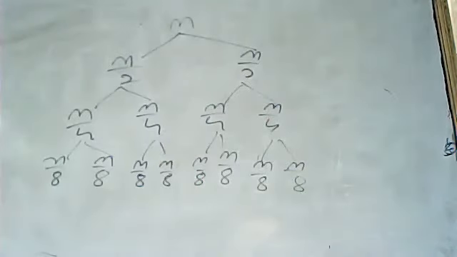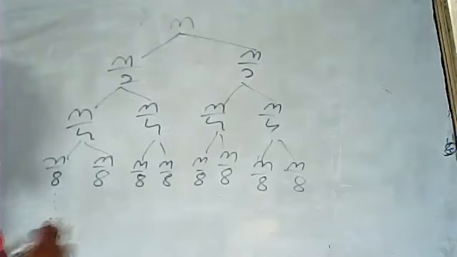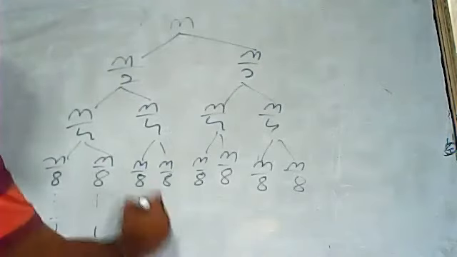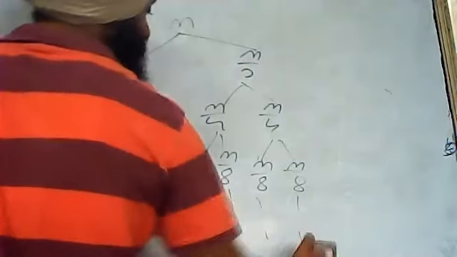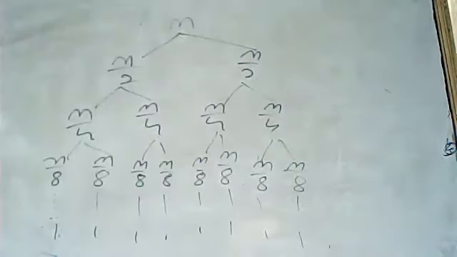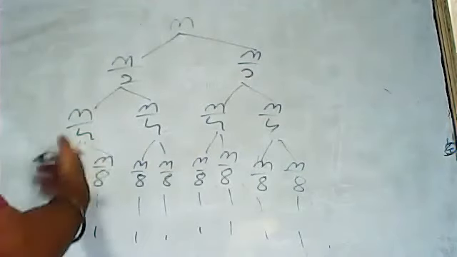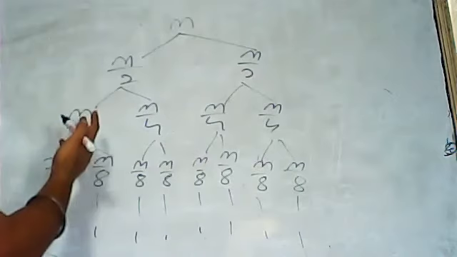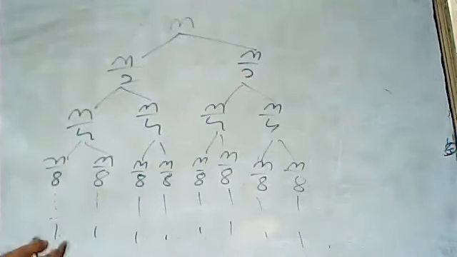And at last it will become n by n, that is equal to 1. Only one element will be left here. If we keep on doing this, then we can apply merge sort. If you can see, this is also the sum of the series n plus n by 2 plus n by 4 plus n by 8 up to 1.